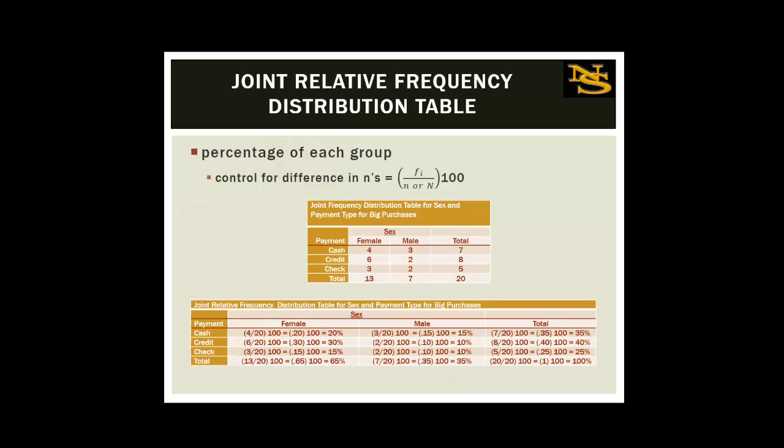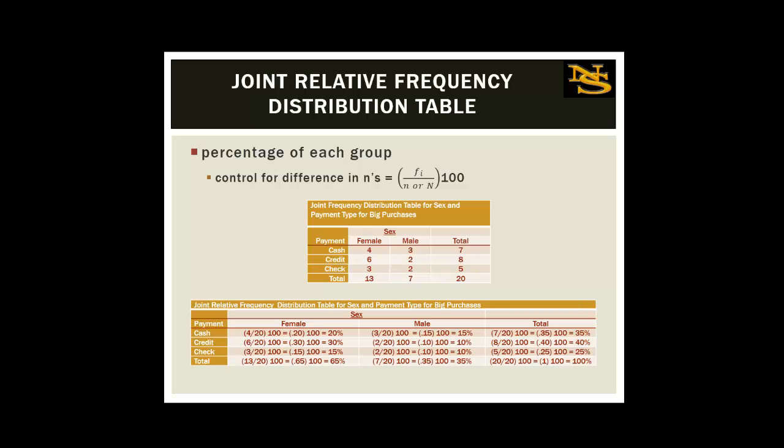So if we convert this joint frequency distribution table into a joint relative frequency distribution table, you can convert the frequencies into percentages, which can be useful for making comparisons as well. But the limitations that I discussed earlier still hold, and I'll show you how to account for that here in just a second.